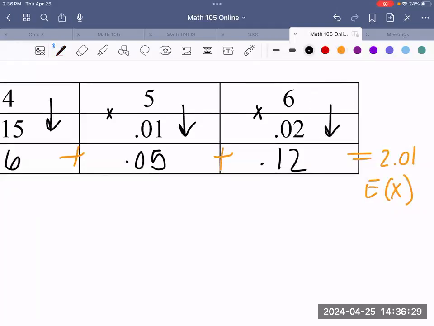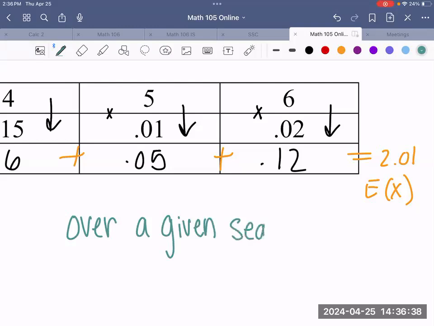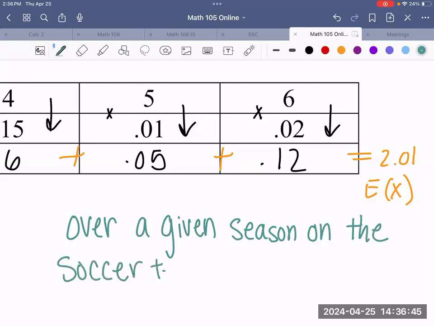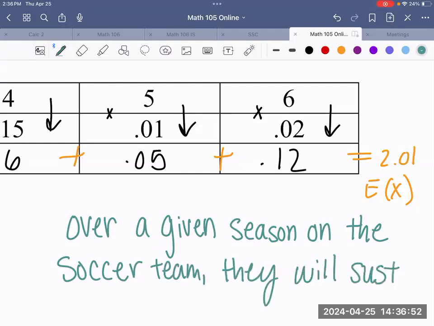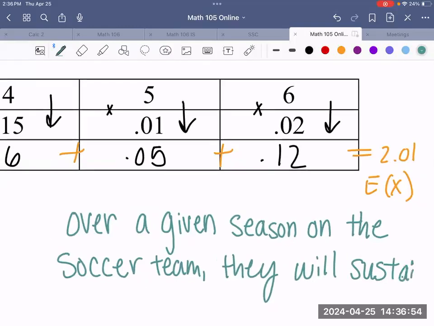So if we were to put that in the context of our problem, it says over a given season on the soccer team, they will sustain about, or on average, 2.01 injuries.